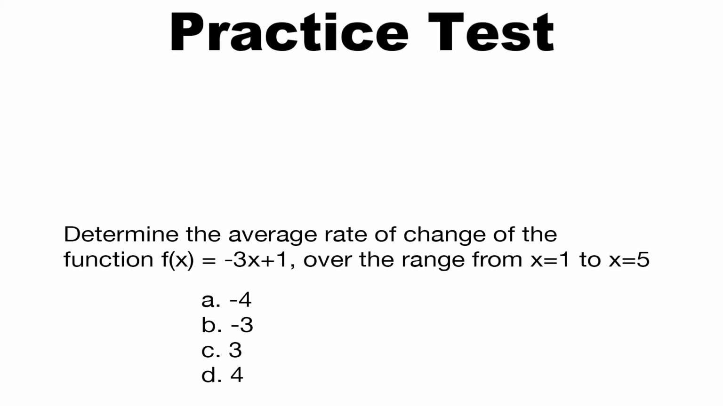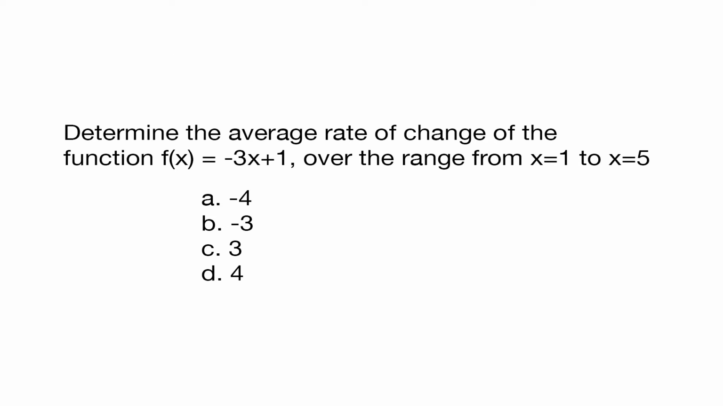Determine the average rate of change of the function f of x is equal to negative 3x plus 1 over the range from x is equal to 1 to x is equal to 5. Is it A, negative 4, B, negative 3, C, 3, or D, 4? The answer is B, negative 3.